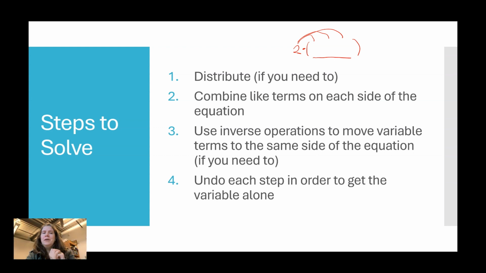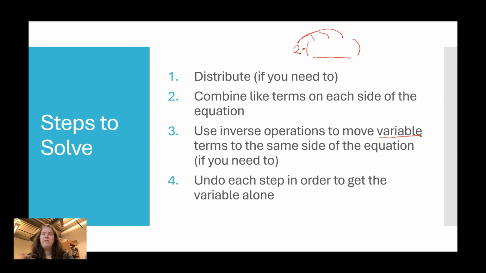Then if I have like terms on one side of the equal sign, I'm going to try to combine them so that I can get each side of the equation as simple as we can before we move on. And then if I have the variable on both sides of the equation, I want to move one to the other side. And remember, when you're moving across to the other side of the equal sign in an equation, you need to use the inverse operation. So if it was plus 3x, you have to minus 3x to move it over to the other side.